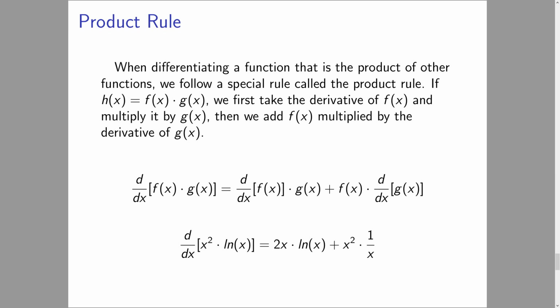For example, if we have the function x squared times the ln of x, we would first take the derivative of x squared, which is 2x, and then multiply it by the other part of our function, ln of x. We would then add, and we would have x squared, the original first part of the function, times the derivative of our second part, 1 over x. This makes our final derivative 2x times the ln of x plus x squared times 1 over x.